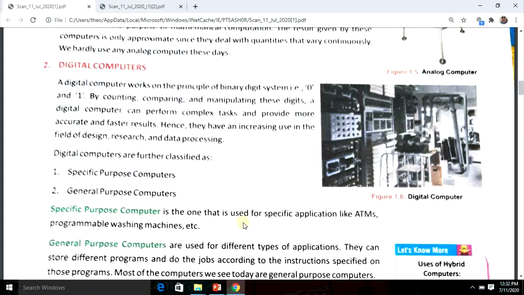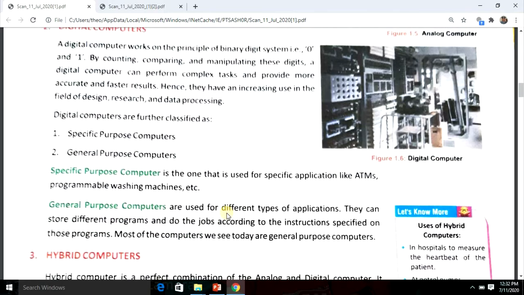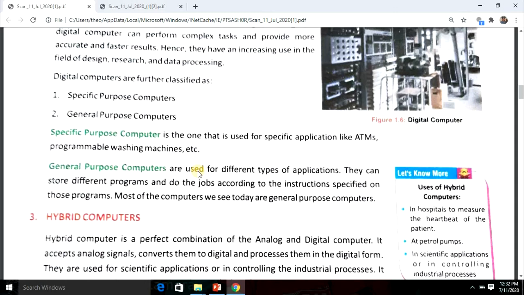Now digital computers are further classified into 2 types. One is general purpose, another one is specific purpose. Specific purpose computers are used for some particular purpose, for example the ATM. An ATM is a specific type of computer. We can withdraw money, we can deposit money, but we cannot type anything, we cannot take a printout from it.